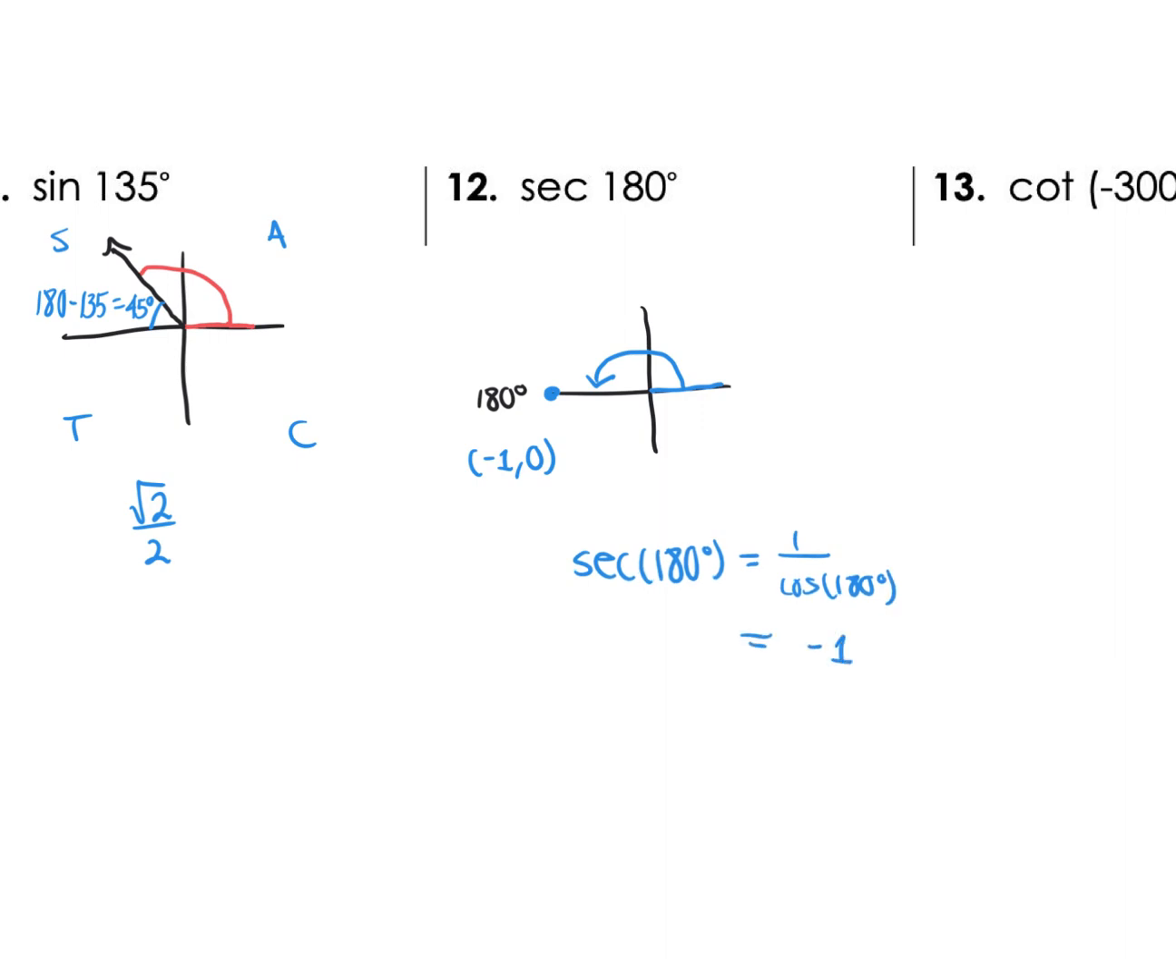Now we have cotangent of -300 degrees. When we do negative values, remember, we just go in the opposite direction, or clockwise. So we go into quadrant 3, and then we want to know what this value is. This is going to be a 60-degree angle. So what associates with the 60-degree angle? Well, that's the 1/2, radical 3 over 2.